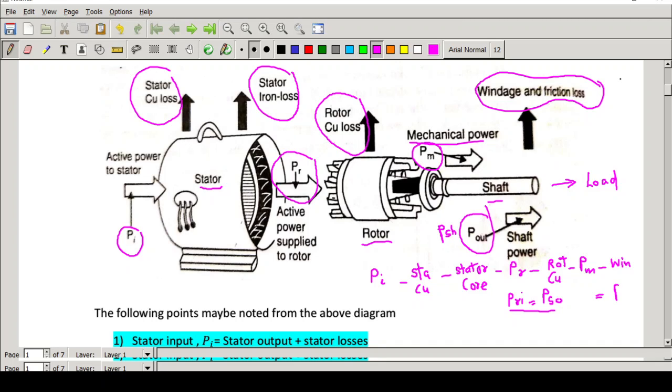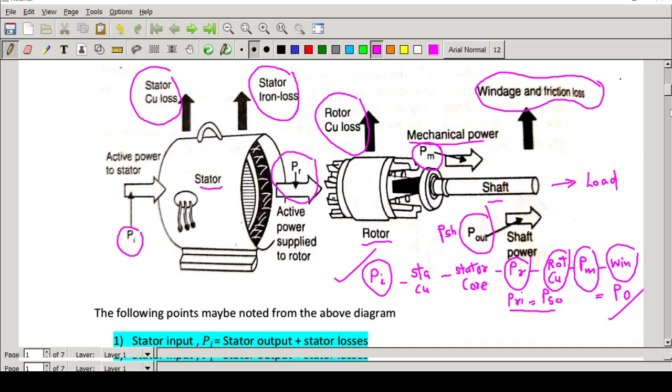So this will give the output power. Here we can see that, starting from the input side, the stator input power minus stator copper loss minus stator core loss will give the output power at the stator, and the output power of the stator is the same as the input power of the rotor. From that we deduct the rotor copper loss. Then you get the mechanical power PM, and from the mechanical power we again deduct the windage and frictional loss, and then we get the output power. This is called the power flow in a three-phase induction motor.